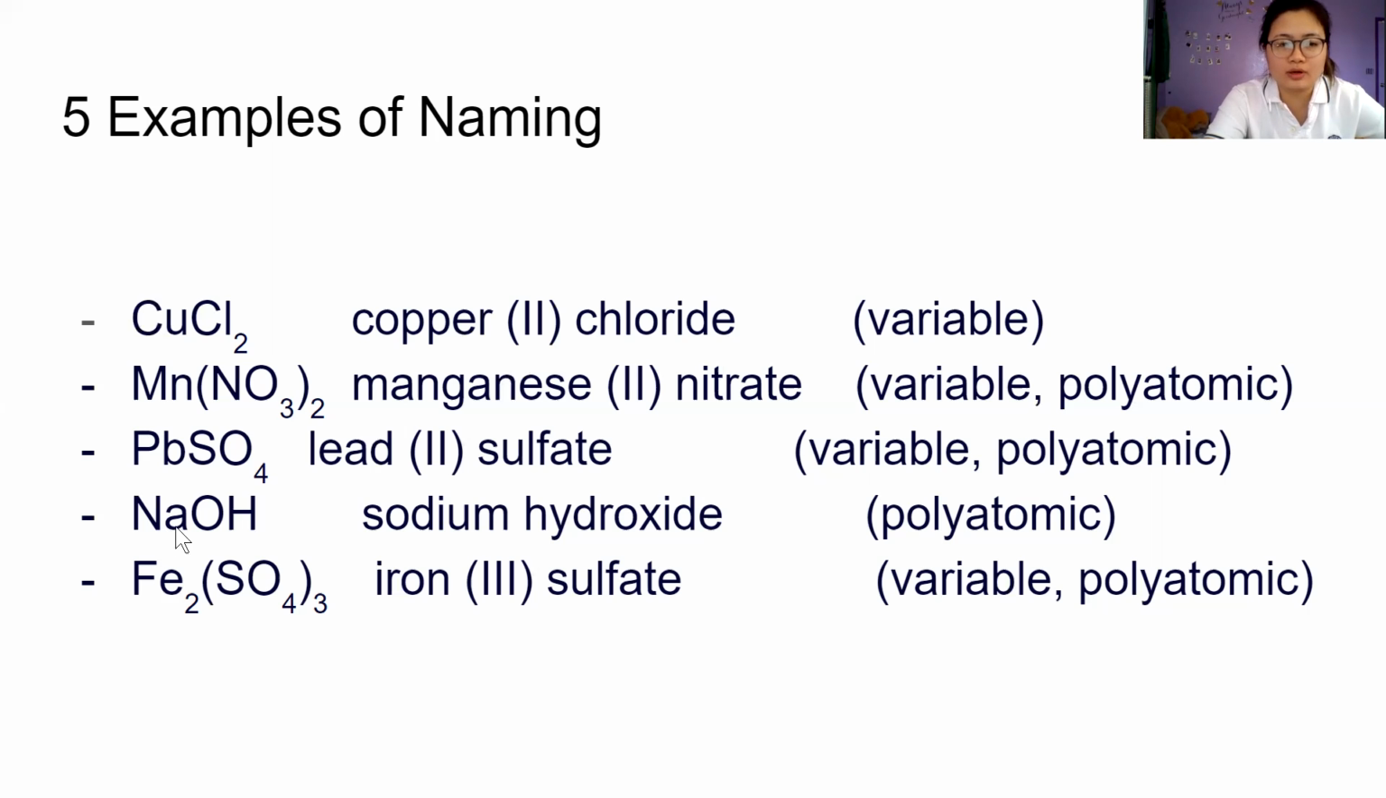And then the fourth example is NaOH, and again OH is a polyatomic ion named hydroxide. This hydroxide has IDE at the end, but it's their name, it's not something we added. And then the last one is Fe2(SO4)3, and the name is iron 3 sulfate.